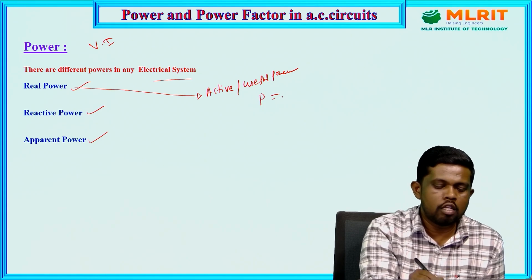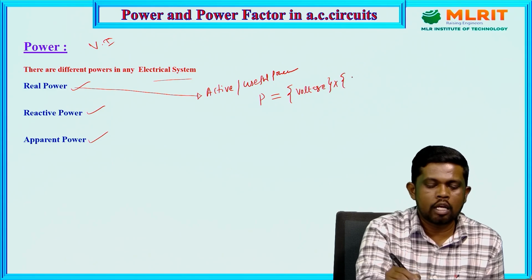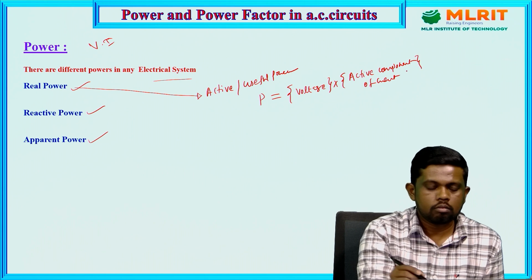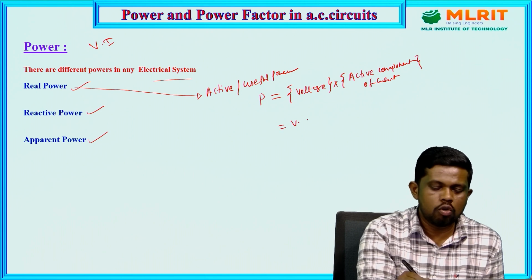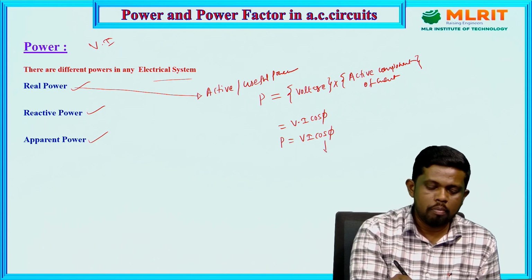Then we need to write P equal to voltage into the active component of current, that is V into I cos phi. Therefore, the notation of the active power should be P equal to V I cos phi, where cos phi is the power factor of the system.